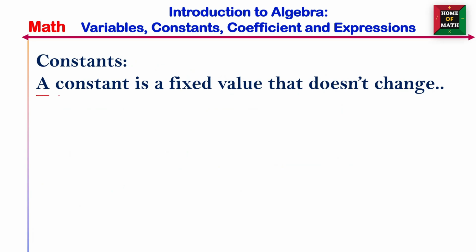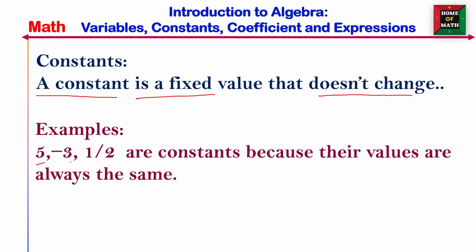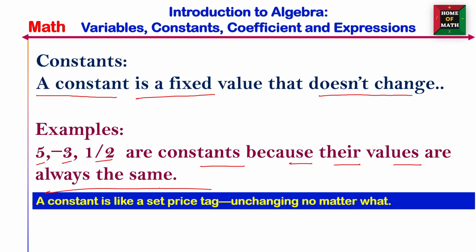Constants. A constant is a fixed value that doesn't change. Suppose 5, -3, 1/2 are constants because their values are always the same. A constant is like a set price tag, unchanging no matter what.